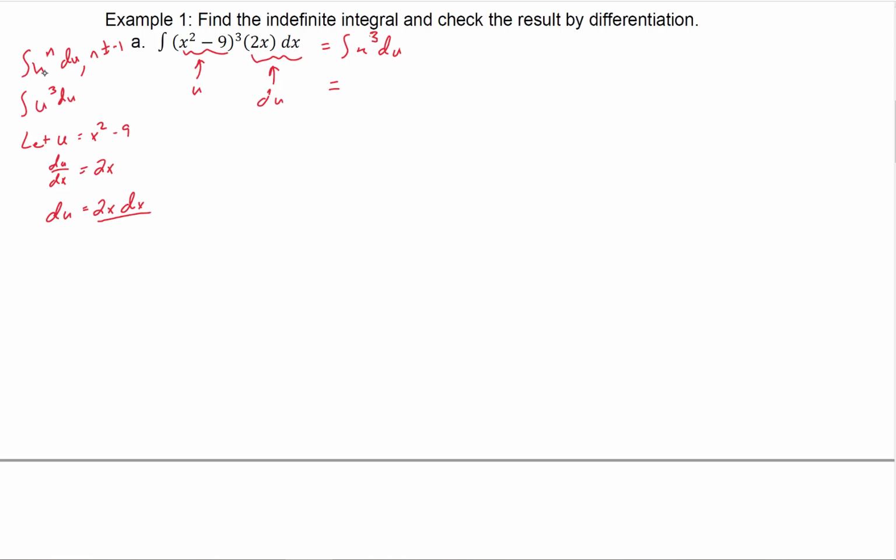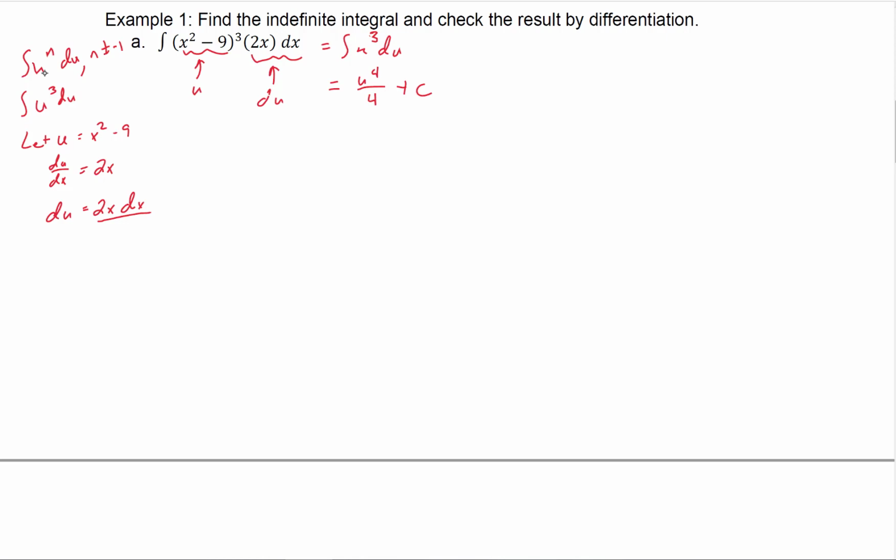Now our next step is to integrate. The antiderivative of u to the third with respect to u is u to the fourth over 4 plus c, since we're doing an indefinite integral.